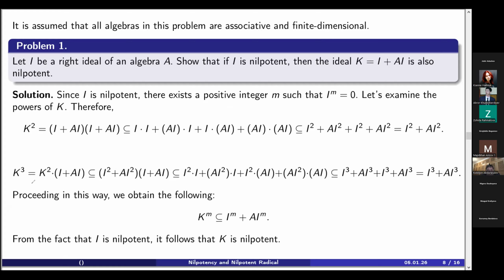K squared is a subset of I³ plus AI³. Proceeding in this way, they obtain the following.